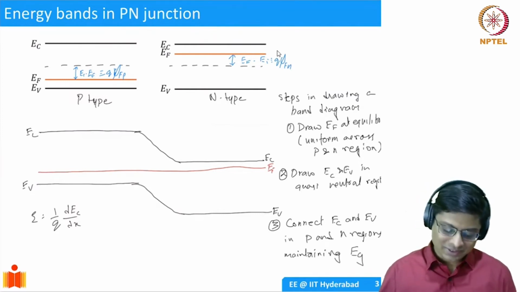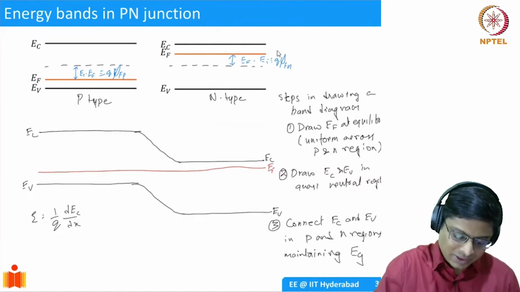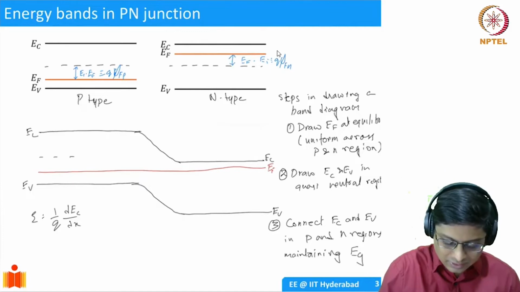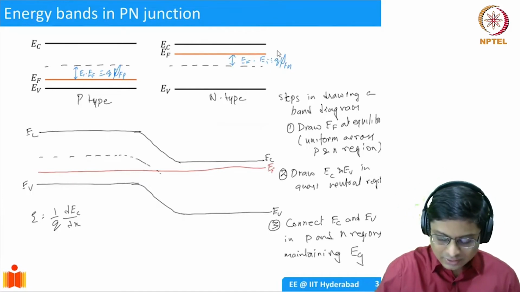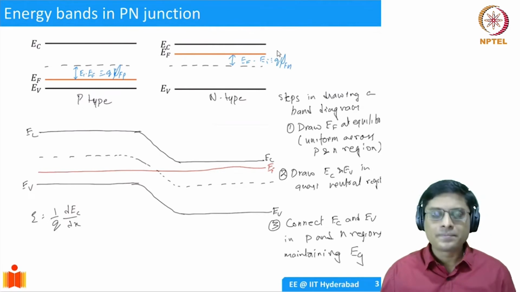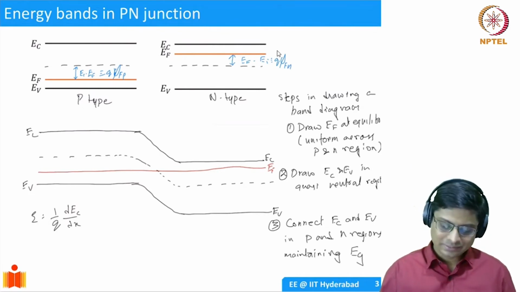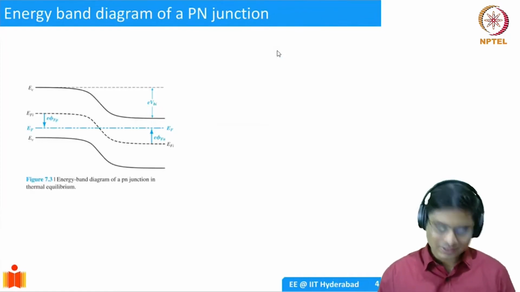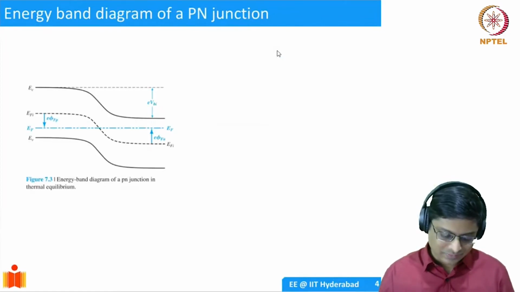Okay. So after that, essentially, you can also put in Ei. Since I have not done it, Ei is going to be exactly in between EC and EV. So this is going to be Ei. Okay. So this is your band diagram. And a slightly neater version is actually shown here. The same diagram, just done neatly.